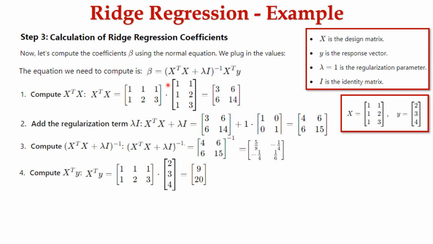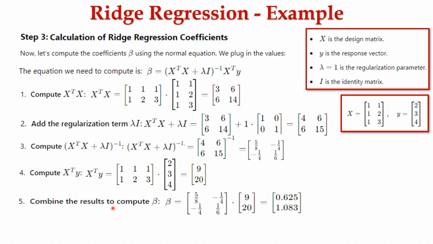So in order to get the value for beta, we have to multiply step 3 and step 4. In step 3, we found the value for the term (X transpose X plus lambda I) inverse. So that is what we have obtained here. And X transpose Y was computed in step 4. The value is 9, 20. If we combine these two results, beta is equal to 5 by 8, minus 1 by 4, minus 1 by 4, 1 by 6 into 9, 20. This is equal to 0.625 and 1.083. Here, beta naught value is 0.625 and beta 1 value is 1.083.